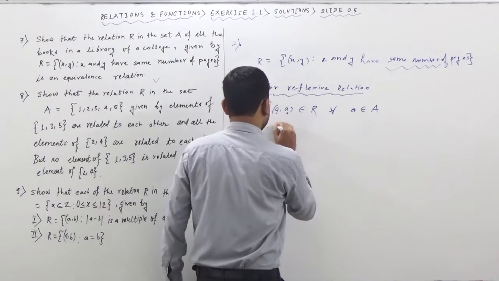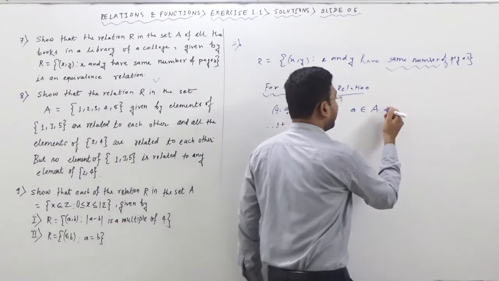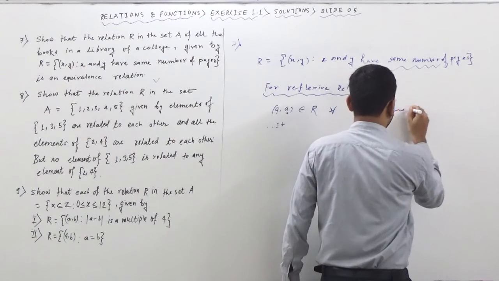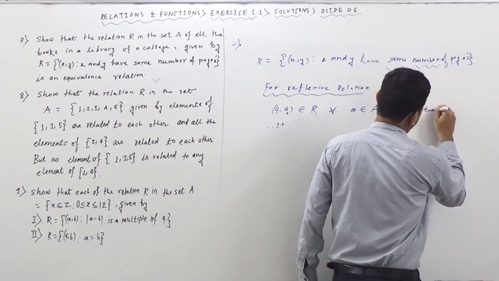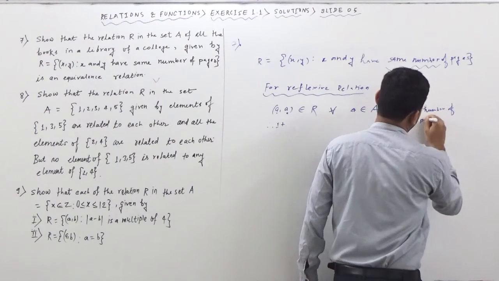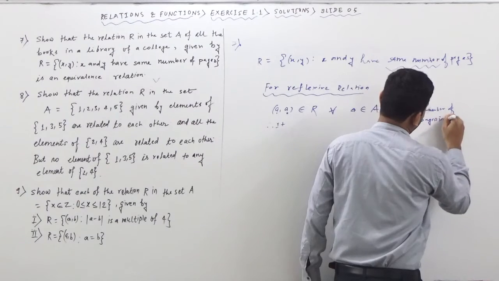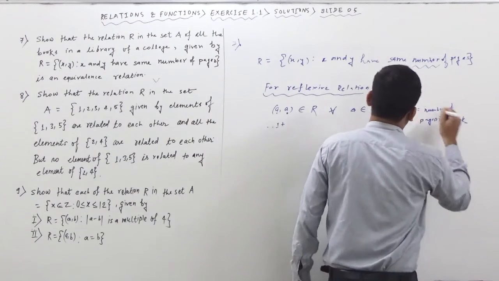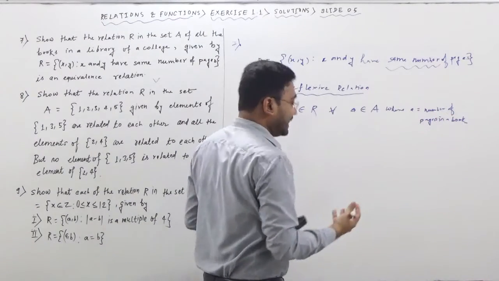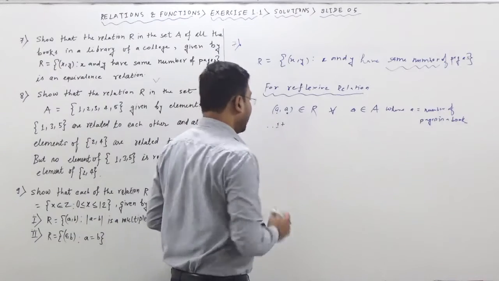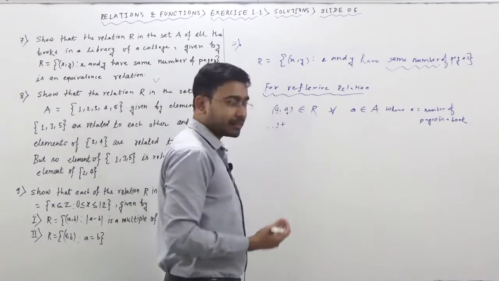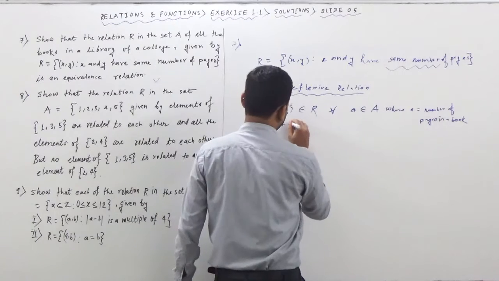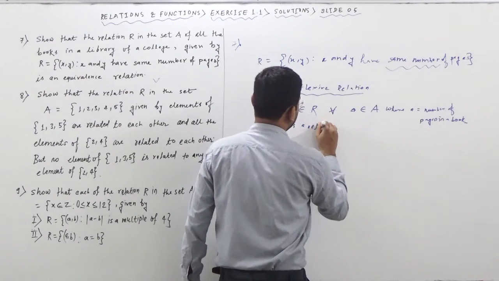So therefore, you can also write it, where A represents the number of pages in a book, because we have to take same number of pages books only. We don't have any choice to select apart from those books which have the same number of pages. So therefore it is reflexive.